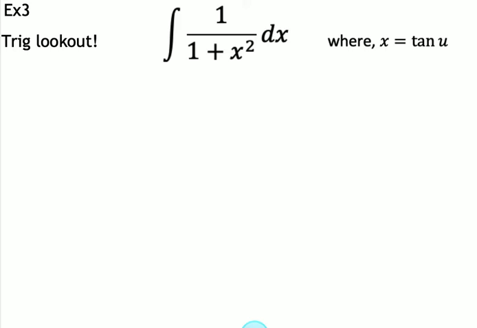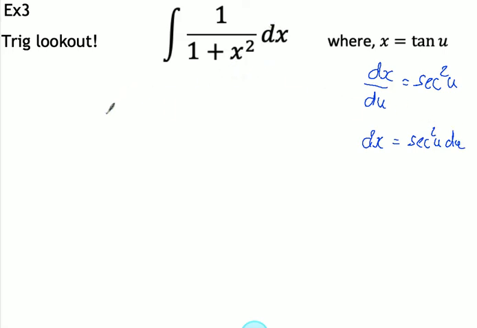Okay, so we're on the trig lookout. This time substitution is in terms of u. So it's slightly different to what we've done so far. However, the process will remain exactly the same to a certain degree. Okay, so dx by du is going to be sec squared u. Formula booklet if you are unsure. So dx, the subject, is going to be sec squared u du.